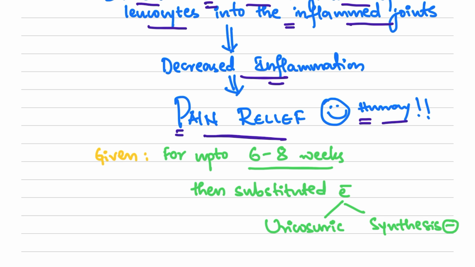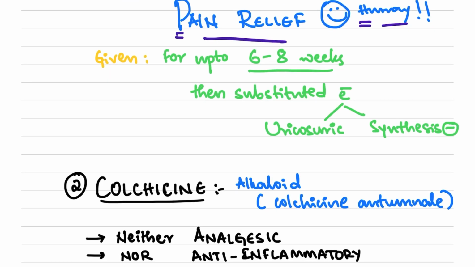So whenever the patient has acute gout attacks over the course of years, we'll give NSAIDs continuously for 6 to 8 weeks, and in these 6 to 8 weeks we will also start the patient on uricosuric and synthesis inhibitors as well, because uricosuric and synthesis inhibitors will take time to achieve normal uric acid levels in the blood. Until then we give the NSAIDs to control the acute gout pain, that is for 6 to 8 weeks. So another class of drug that we use is colchicine.